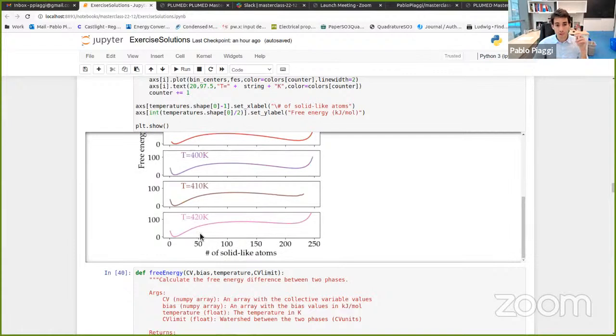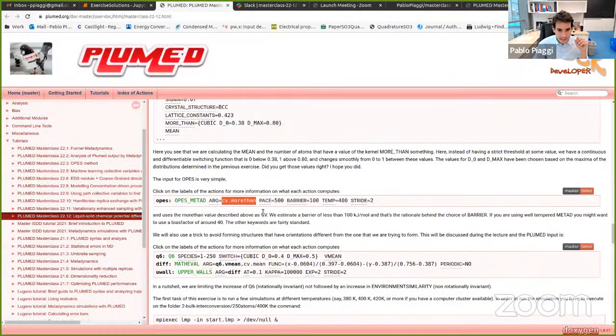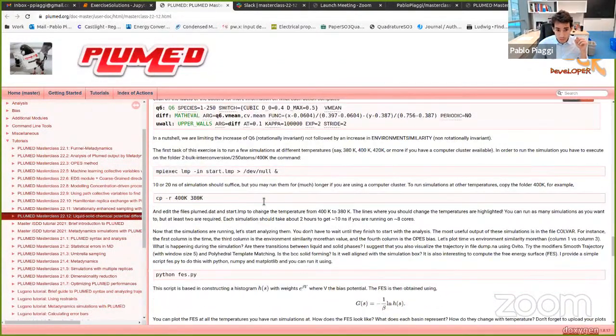And eventually at 420 Kelvin, we're close to the limit of metastability, in the sense that the solid is not going to have a minimum in free energy anymore beyond that temperature. So it's approaching the limit of metastability. Okay, so that was one of the things that I proposed to do. I asked, what is happening during the simulation? And well, we're seeing reversible transitions between the liquid and the solid. Are there transitions? Yes, many.